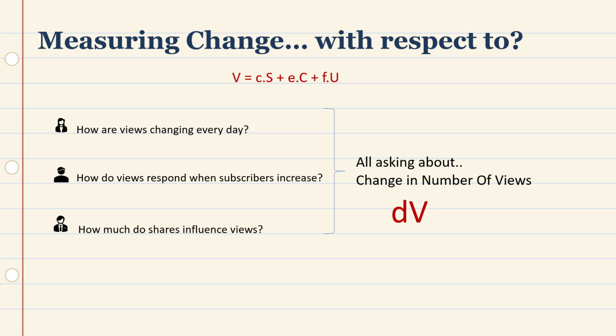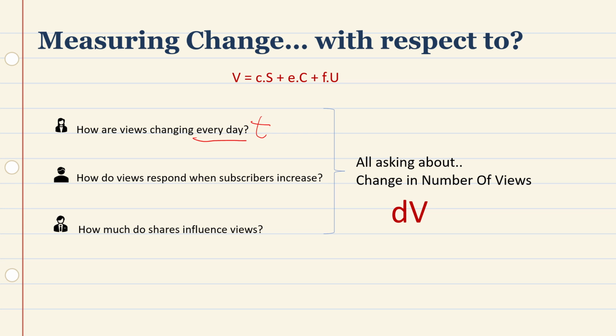Measuring change with respect to what? Choosing the "with respect to" depends on the question that you're trying to answer. Let's look at an example. We have three people. Each individual is asking a different question. The first person is interested in knowing how the views change every day. Notice, every day. For this person, time is the reference.